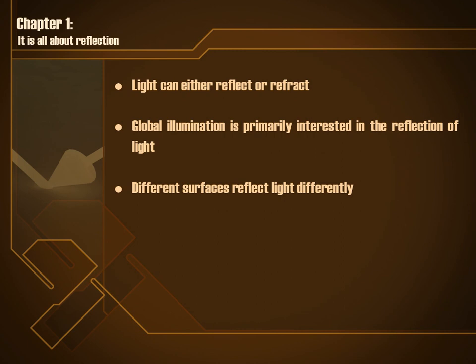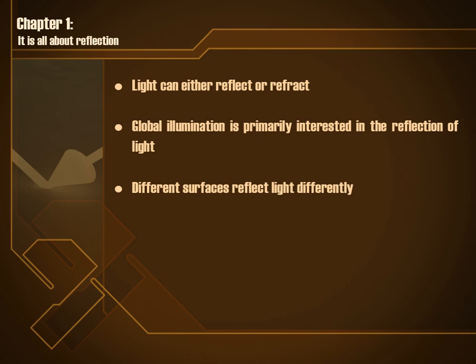Okay, so before we start here, I'd like to talk about the concept of reflections. And basically, global illumination is all about reflections. When light hits a surface, it can do one of two things. It can either bounce off of the surface or it can go through the surface. If it bounces off the surface, it's called a reflection. If it goes through, it's called a refraction.